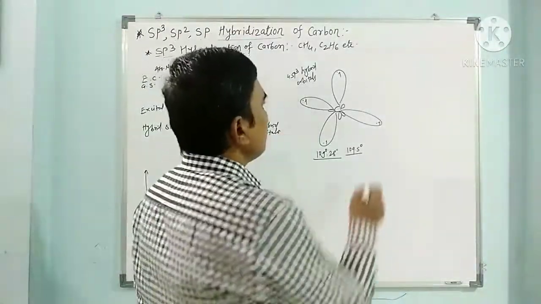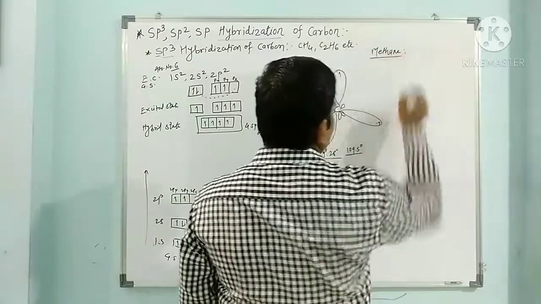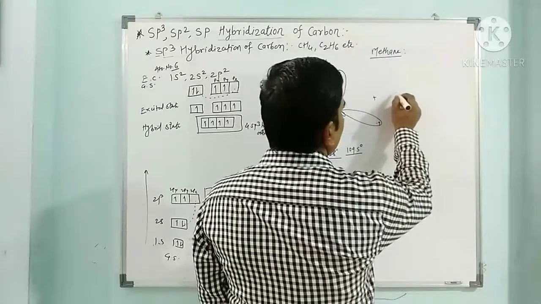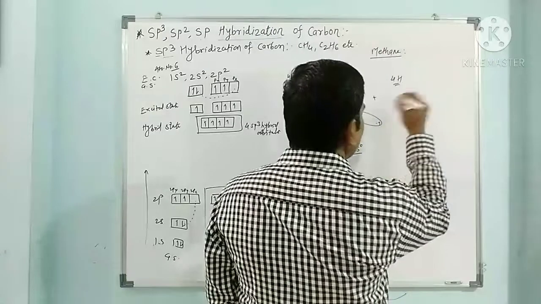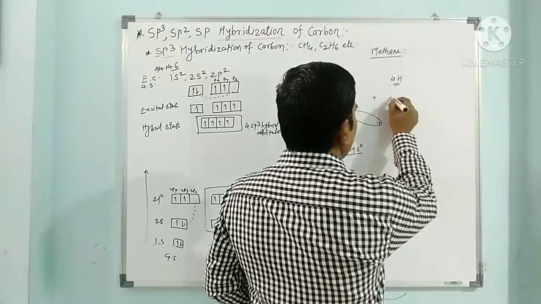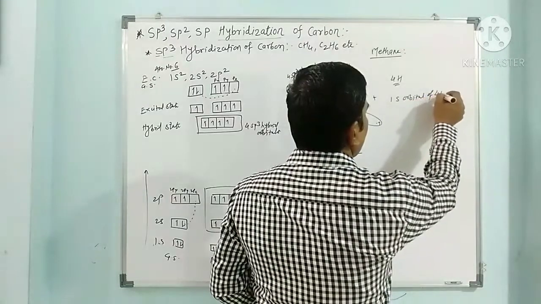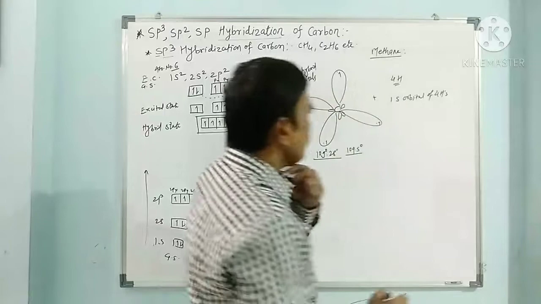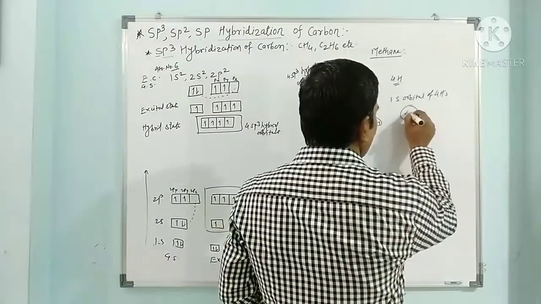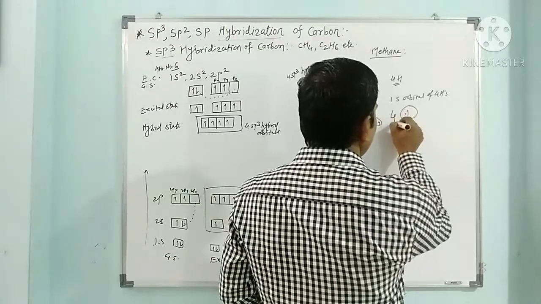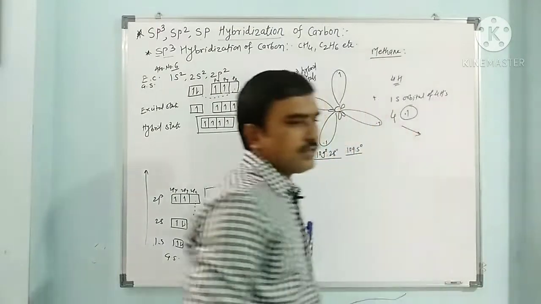If you see the example of methane, in the methane molecule carbon overlaps with 4 hydrogens, that is the 1s orbitals of 4 hydrogens. Each of the hydrogen orbitals is having 1 electron. So these are the 4 orbitals from the 4 hydrogens, and we get the methane molecule.